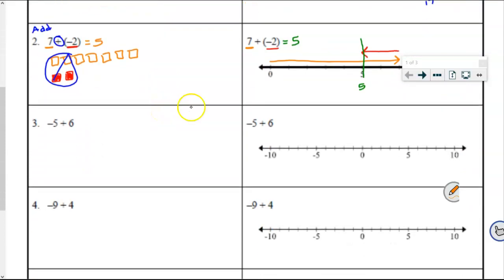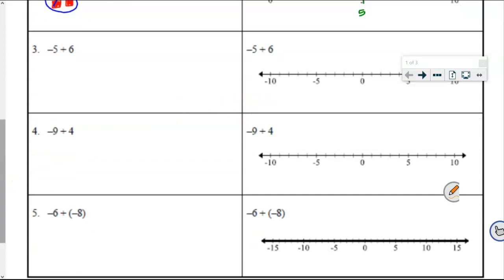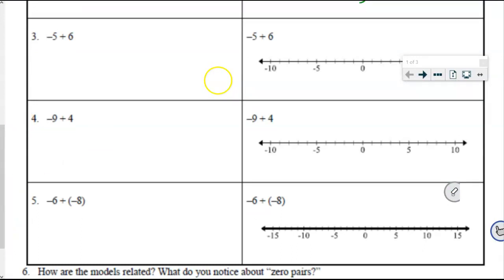All right, do you think you can do number 3 on your own? Okay, I want you guys to try number 3, 4, and if you have extra time, number 5 with your groups. Ready, set, go. All right, let's see how you guys did.